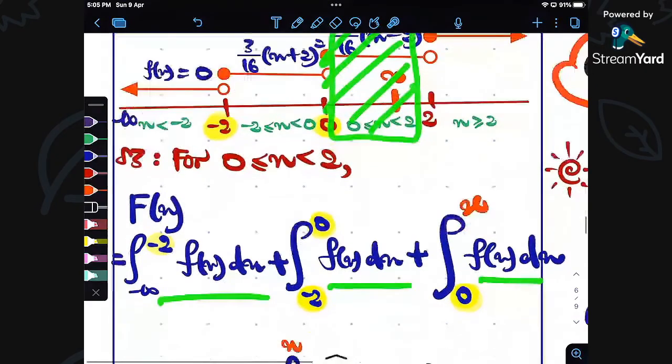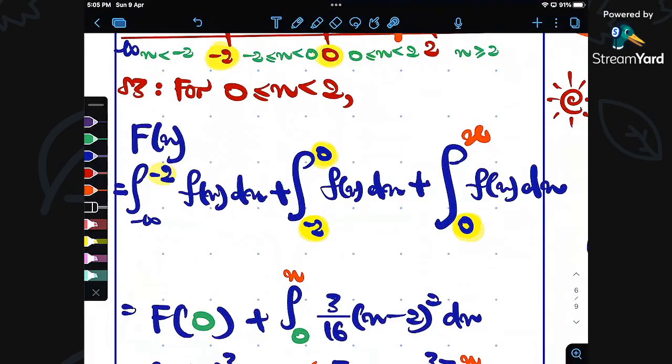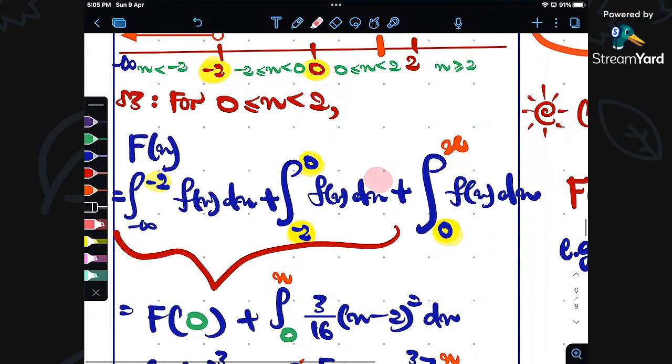And then we go to the next part, which is how do I know big letter F0 from these 2 terms. Actually, these two terms from negative infinity until 0 are F0.